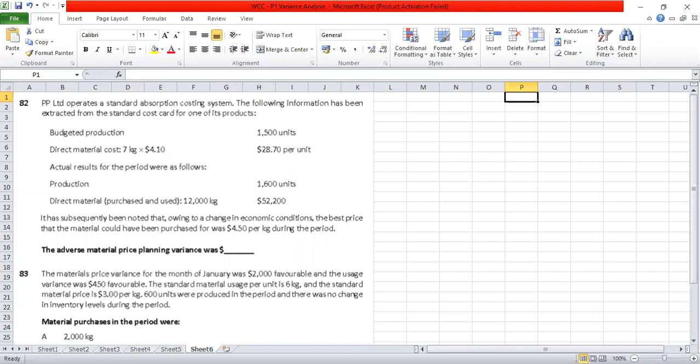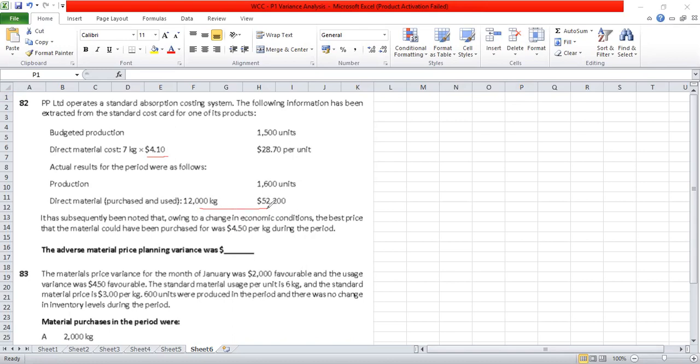When we talk about planning variances, right at the time of planning itself, they were unable to anticipate what would happen in the future. They were unable to predict the changes which would happen in the economy. So they estimated the standard at 1500 units, but the actual was 1600. The direct material price is given as $4.10. Then the actual is something else, so we need to calculate here.